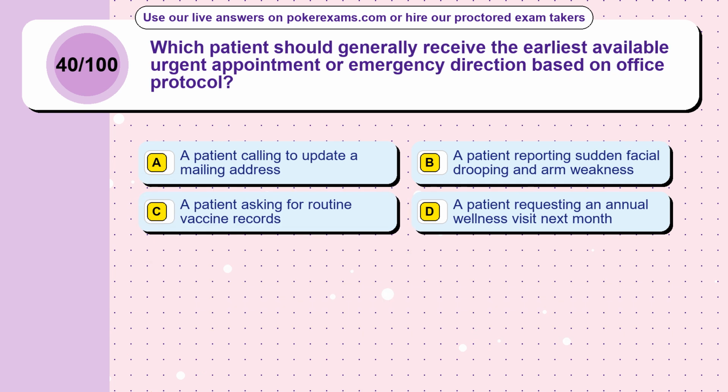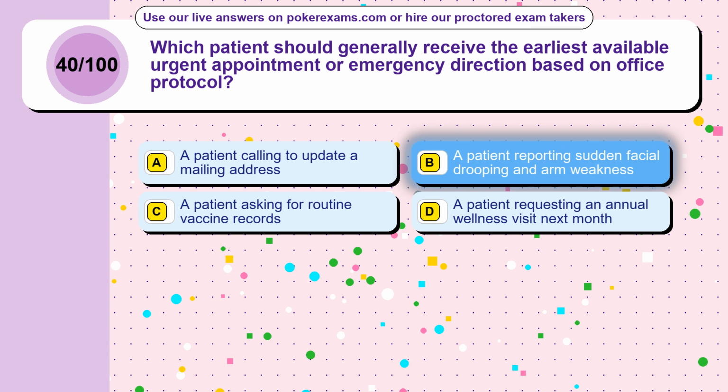Question 40. Which patient should generally receive the earliest available urgent appointment or emergency direction based on office protocol? Option A. A patient calling to update a mailing address. Option B. A patient reporting sudden facial drooping and arm weakness. Option C. A patient asking for routine vaccine records. Option D. A patient requesting an annual wellness visit next month.